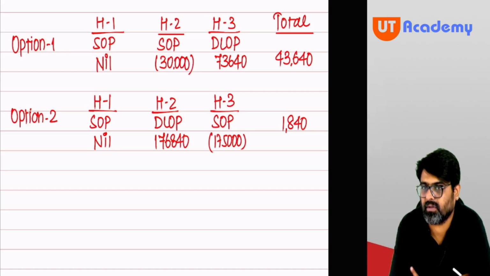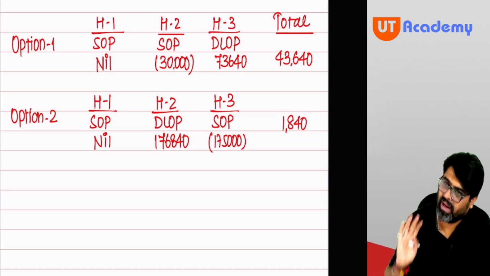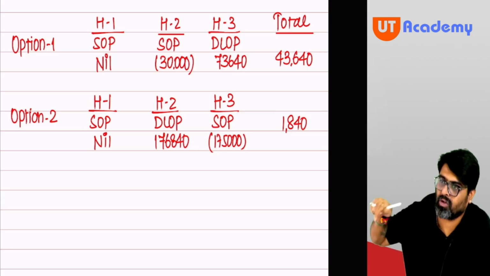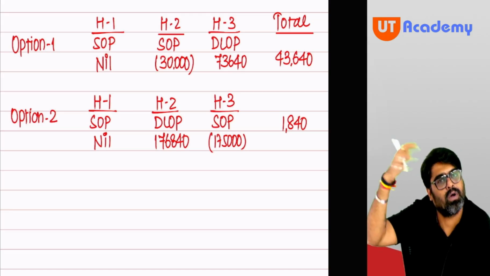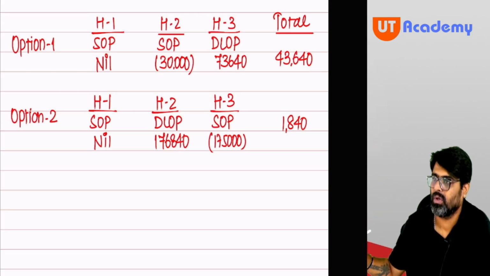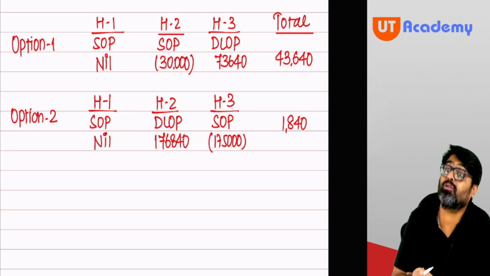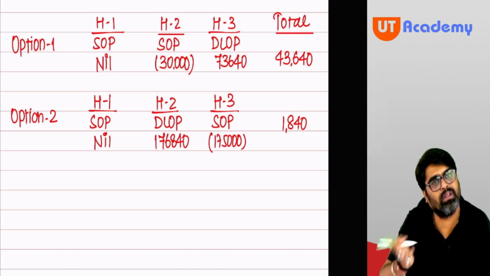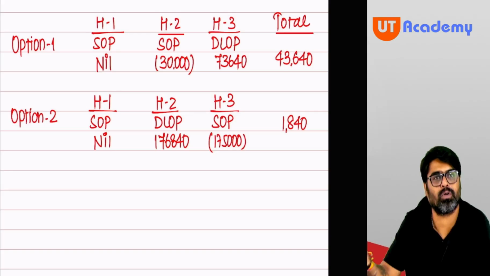Which is the best option? Second option. But wait. We still have one more option remaining. Yes or no? But see, right now, as of now, I will not choose option 1. Because anyways, option 2 is better as compared to option 1. So option 1 is gone. Now option 2 is there with me. Yes or no? I just will have to check now that is my option 3 better than option 2? If it is better, I will choose option 3. But if it is not better, option 2 will be my final answer.